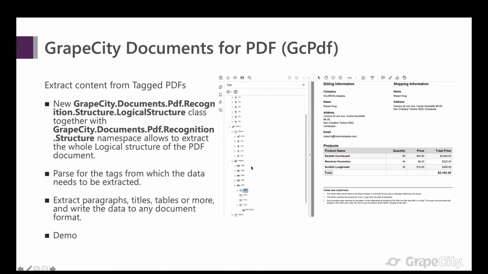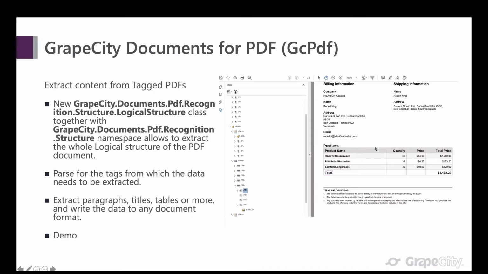Starting with GrapeCity Documents for PDF, we now support the ability to extract content from tagged PDFs. In the last few releases, we supported extracting content from PDF documents. Now, in addition to that, we also allow parsing the tags of a PDF document and extracting specific content from those tags. Accessibility standards require PDF files to be tagged, and these PDF files contain metadata describing the whole logical structure of the PDF document. This makes it easier for screen readers to extract text or graphics from such PDF files and present the content in the correct order.